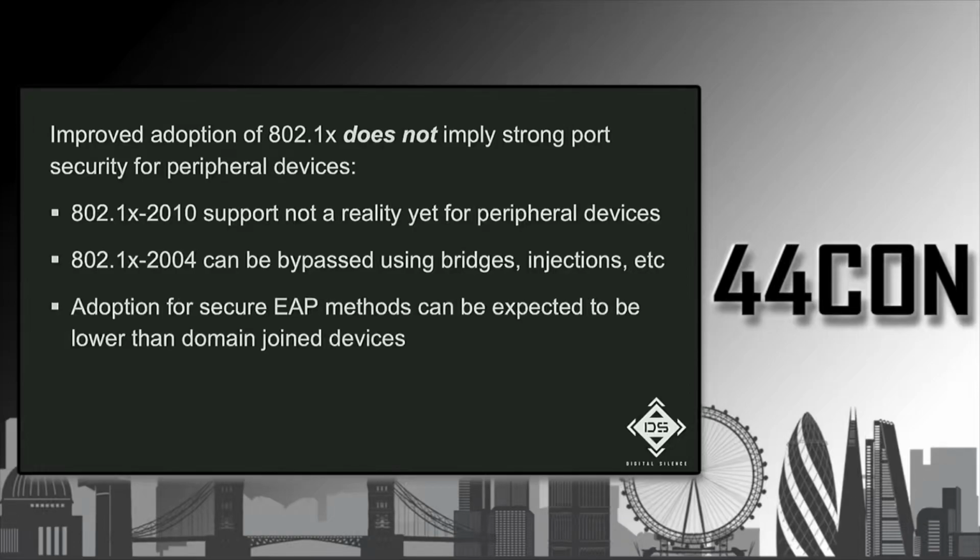Like the top maybe 2, 3, 4, 5 biggest manufacturers of enterprise networking hardware have MACsec capable models, but they're all toward the higher end of what you can purchase. And also it's complicated to implement. So essentially, 802.1x 2010 is only just starting to take off in general, and in terms of peripheral devices, they're not even close. So that means they're all using 802.1x 2004. And as we saw, you can bypass that pretty easily using bridges, injections, et cetera.